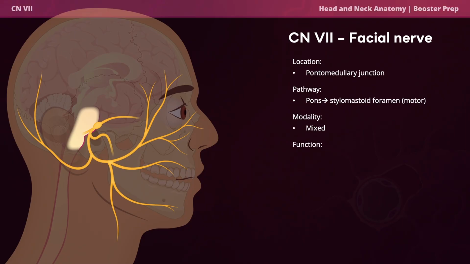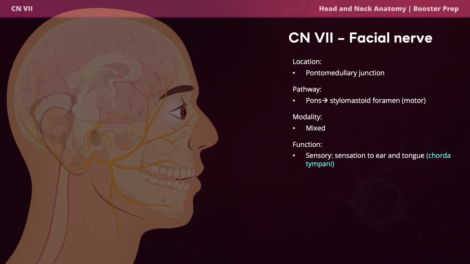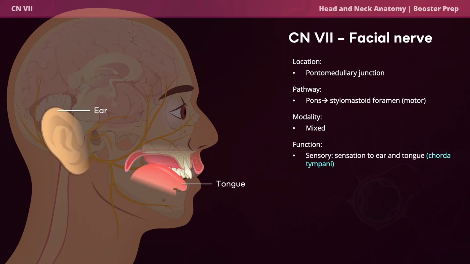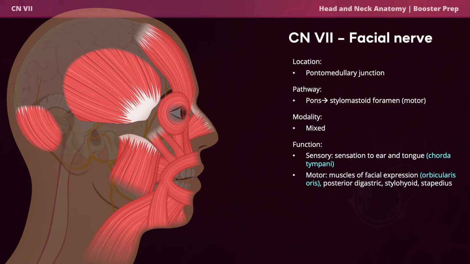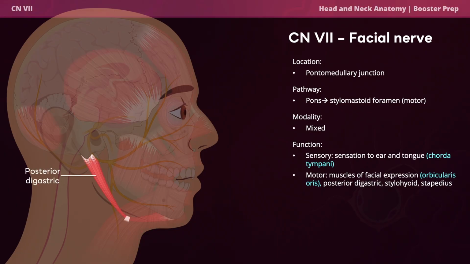Now moving on to the function of the facial nerve: it provides sensation to the ear and the tongue via the chorda tympani. Make sure to remember that the facial nerve carries taste sensation from the anterior 2/3 of the tongue via its chorda tympani branch. The facial nerve innervates various muscles of facial expression, such as the orbicularis oris, including the muscles of the forehead, eyes, nose, and mouth. It's important to remember that the facial nerve innervates the muscles of facial expression. The facial nerve also provides motor function to the posterior digastric, the stylohyoid, and the stapedius.